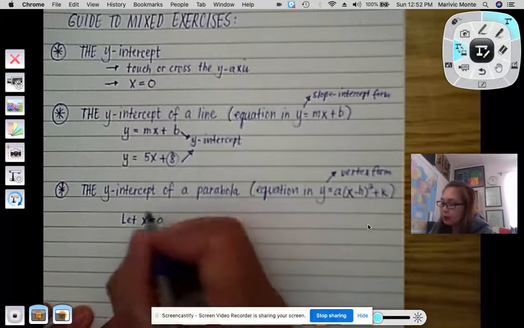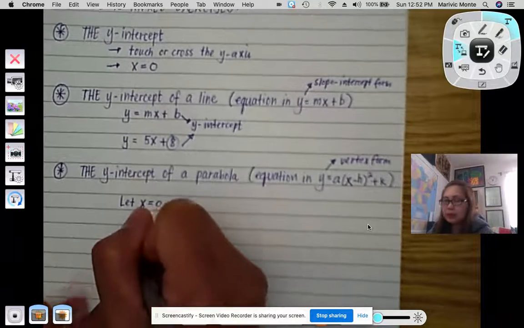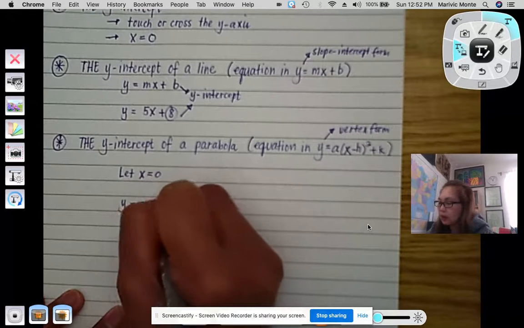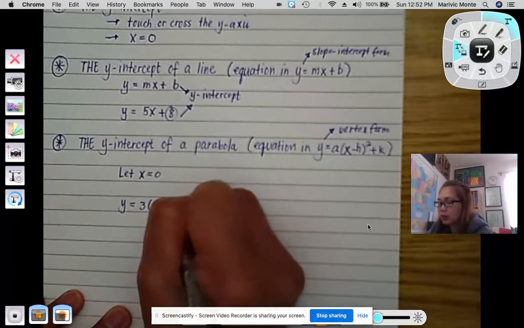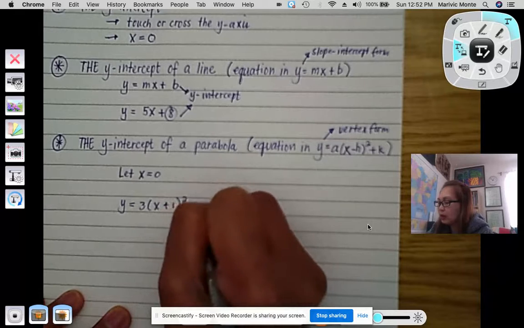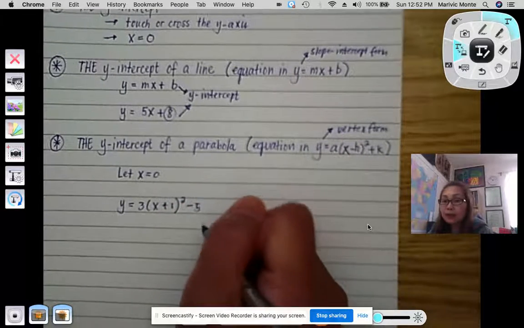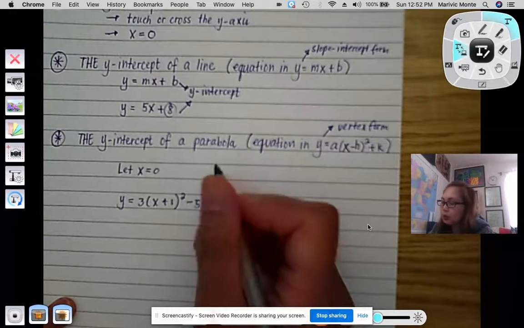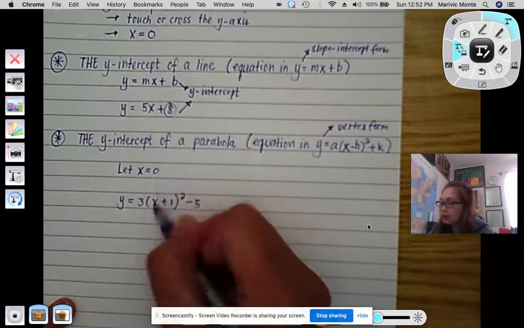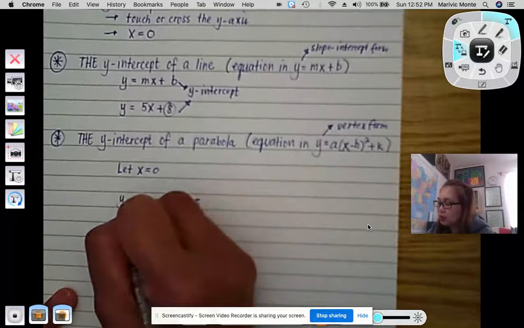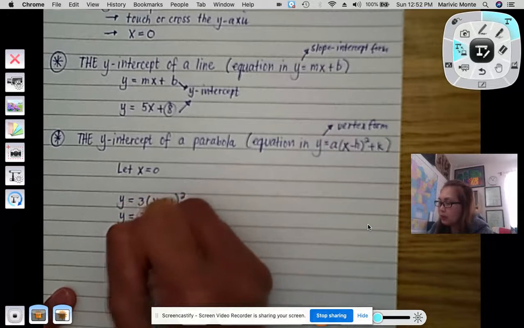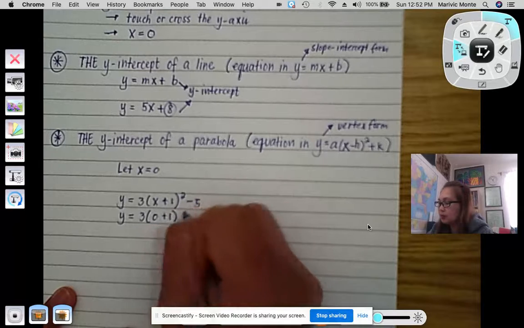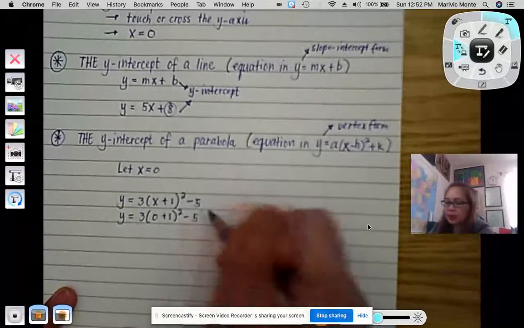Say, for example, we have y equals 3 times the quantity x plus 1 squared minus 5. This is in vertex form. You will have to substitute that x into your equation. So you have y equals 3 times the quantity 0 plus 1 squared minus 5.